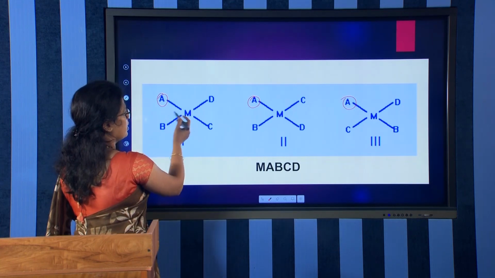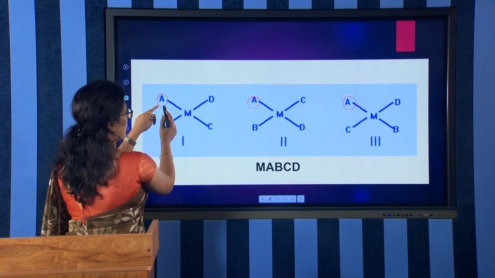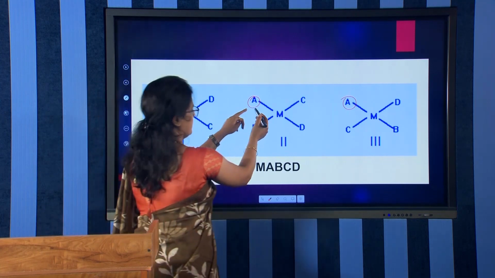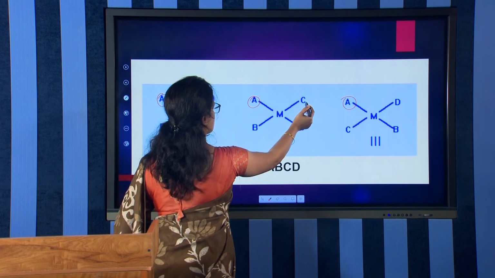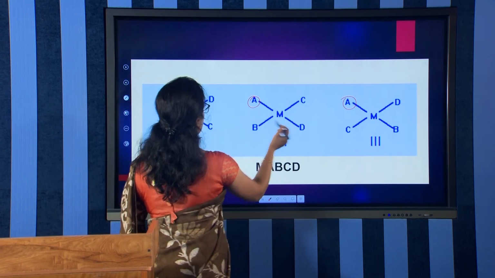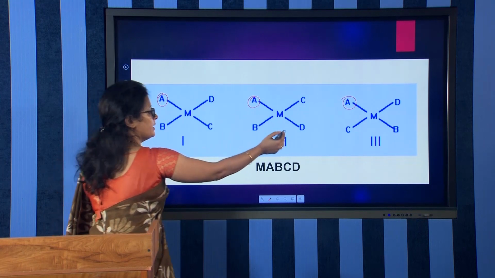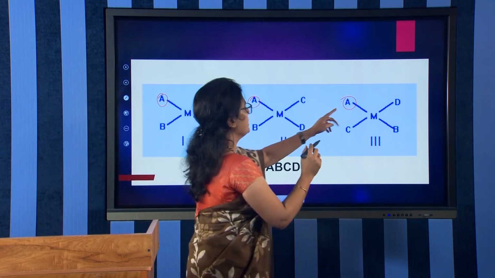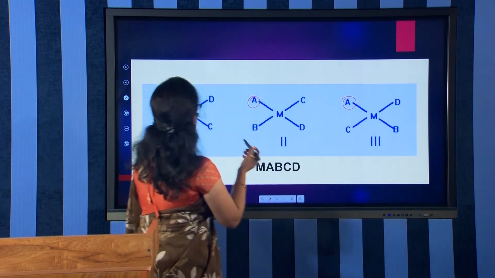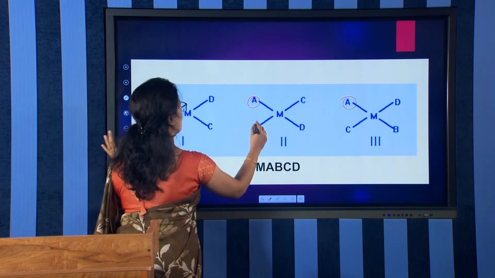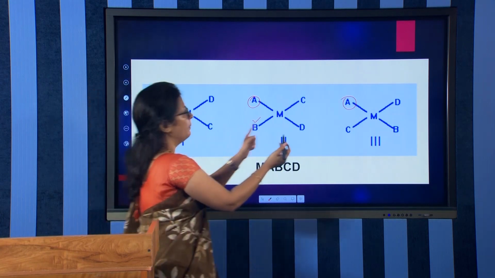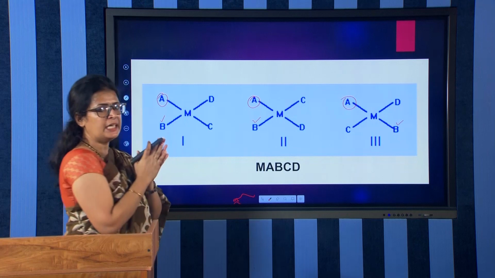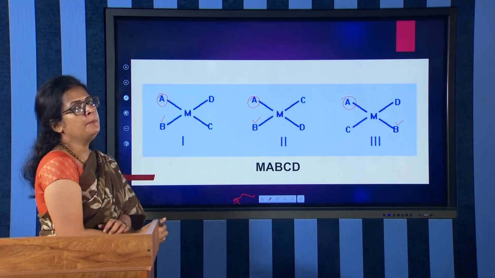See, A is fixed, D, C. In the first case, A will be cis to B and D and trans to C. In the second case, A is cis to C and B, it is trans to D. In the first case, it was cis to D. In the second case, it is trans to D. So, both are different. And in the third case, A is fixed as such and you have B. In these 2 cases you have B in the cis position, but in this third example you have B in the trans position. So, we have 3 types of orientation possible for MABCD.